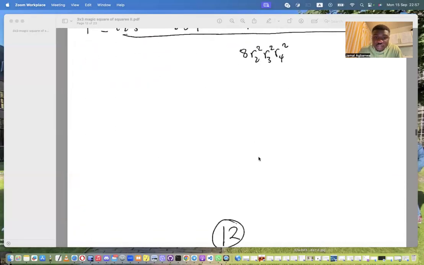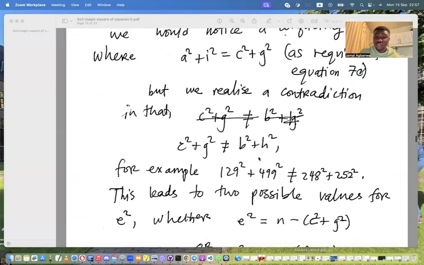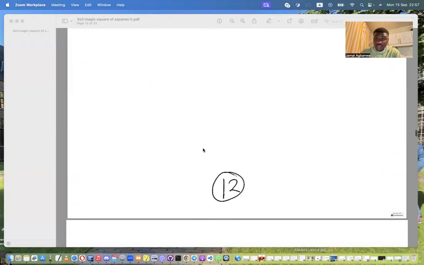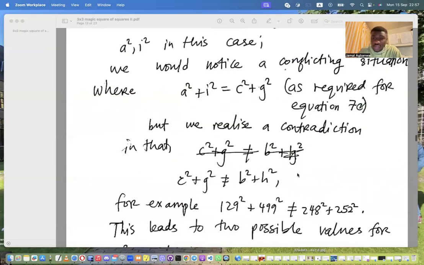we aborted this idea. So when you come here, you find out that in this case, if you're to stick to that previous formula as we had it, we'll notice a conflicting situation where even though a squared plus i squared equals c squared plus g squared, as required for equation 7, as I showed you, we'll realize a contradiction. And I showed that c squared plus g squared will not be equal to b squared plus h squared, which you can see in this example. That's the sort of gaps that would emerge.